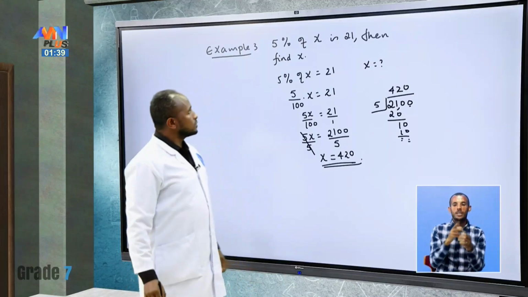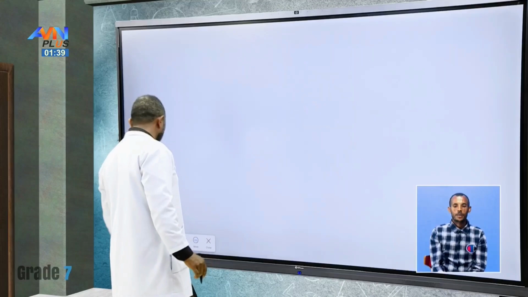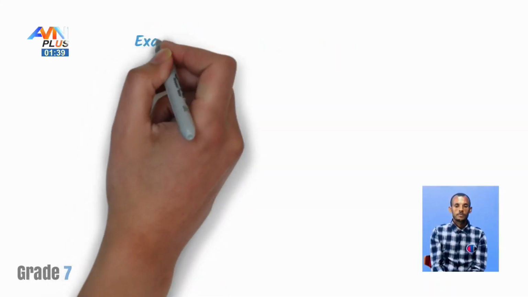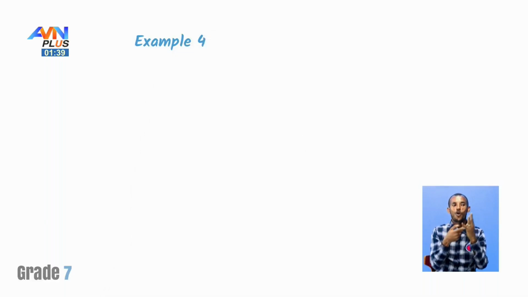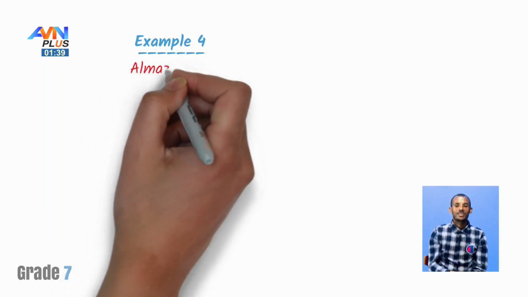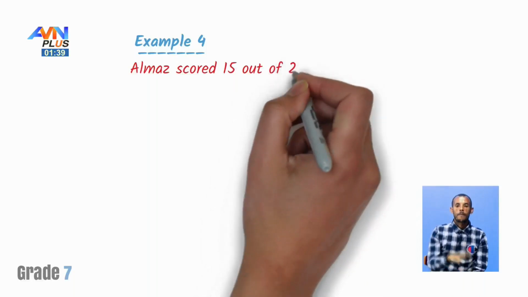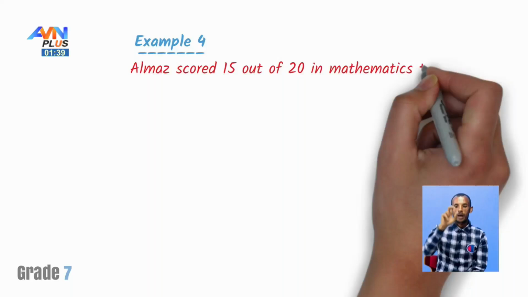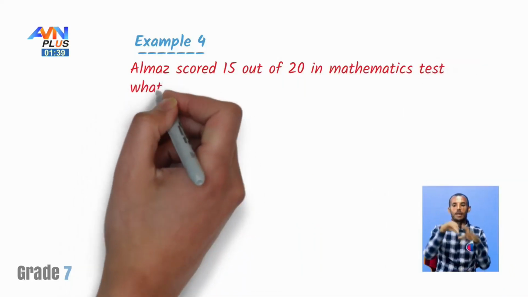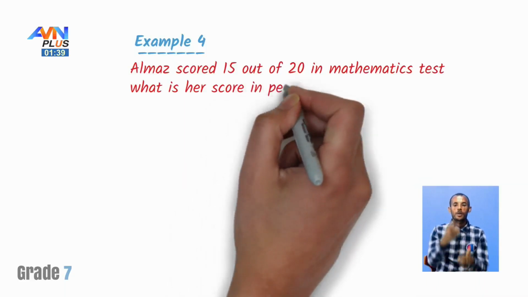Okay, now we'll proceed to the next example. Example 4. Almaz scored 15 out of 20 in a mathematics test. What's her score in percent?